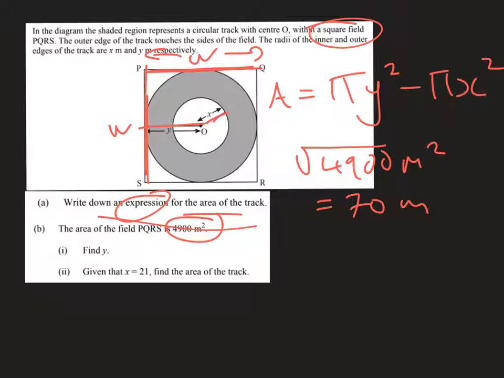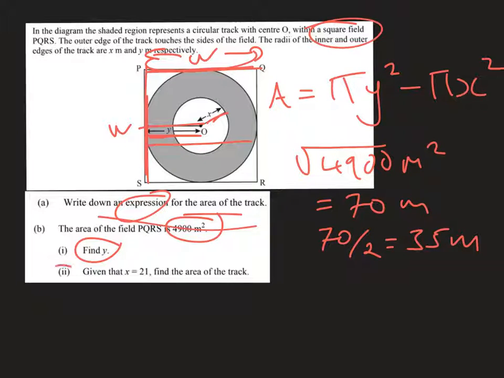However, what we're asked to do is find y. Now you can see that this radius goes to the centre of the circle. So therefore it's half of the width across. Now we've got the width across, so therefore we want half of that. So if we divide that 70 by 2, we'll get the value of y, which is 35 meters.